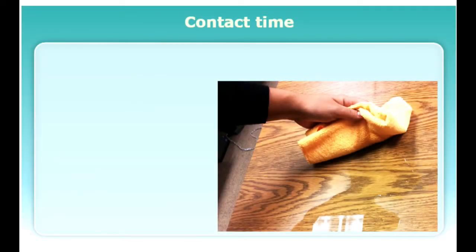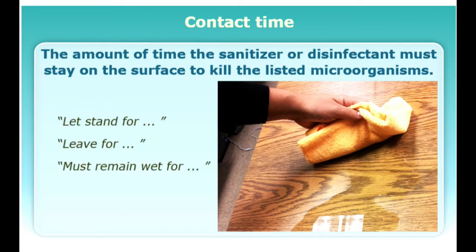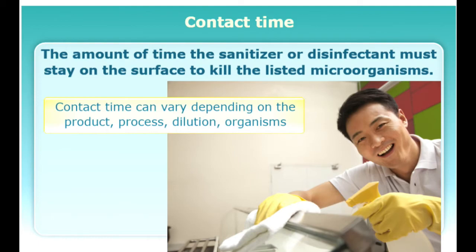The Directions for Use will also tell you the contact time required to kill the microorganisms listed on the label. Following the correct contact time on the product label is crucial for effective sanitizing and disinfecting. Contact time is the amount of time that the sanitizer or disinfectant must stay on the surface to kill the germs. Some product labels will say let stand for, leave for, or must remain wet for, rather than the words contact time. Be sure to follow those directions carefully because the contact time can vary depending on the product, the process, sanitizing or disinfecting, the use dilution if it requires diluting, and the particular microorganism you want to kill.